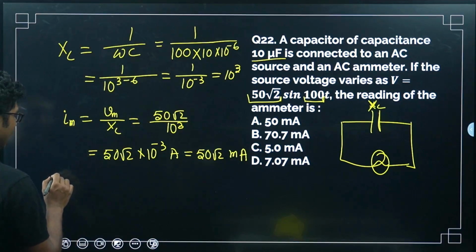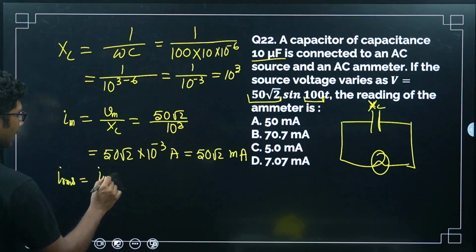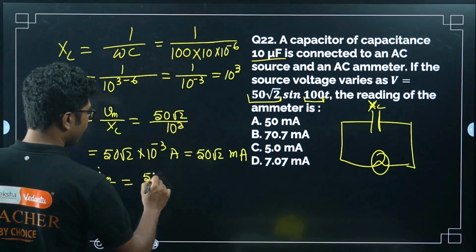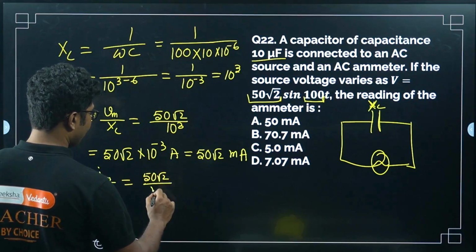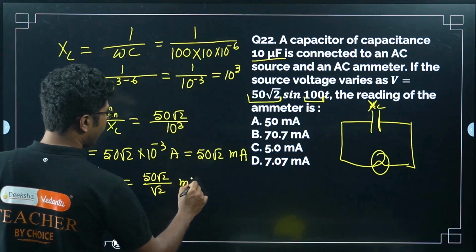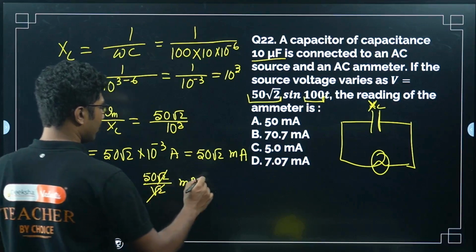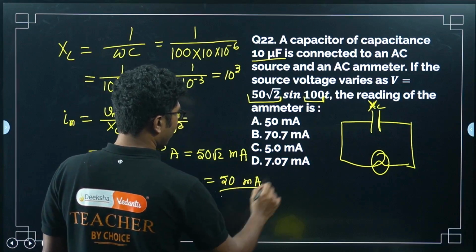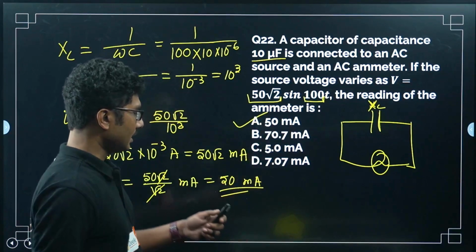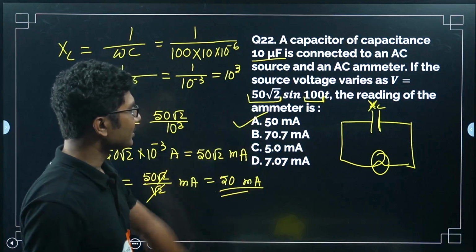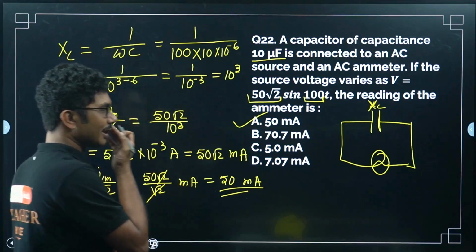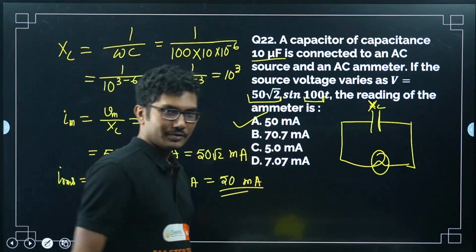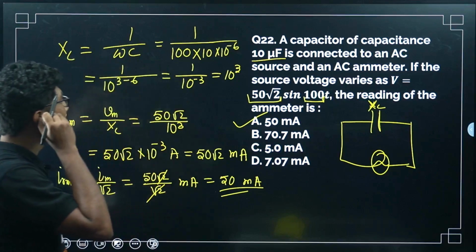Now if this is the peak current, IRMS will be peak current divided by root 2. So 50 root 2 divided by root 2 milliampere, or it will be 50 milliampere. Okay, so 50 milliampere is the correct answer. If you see all the options given, they do not make sense except these two values, right? Now let's move on.